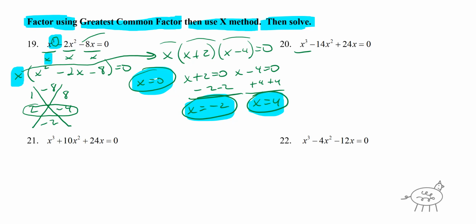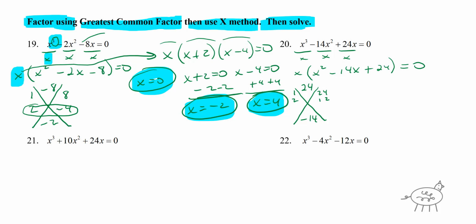Again, I'm going to factor out an X. And I get X parentheses X squared minus 14X plus 24 equals 0. So you're going to use the X method. So 24 and negative 14. And what multiplies to give you 24? So we have 1 and 24, 2 and 12, 3 and 8, and 4 and 6.